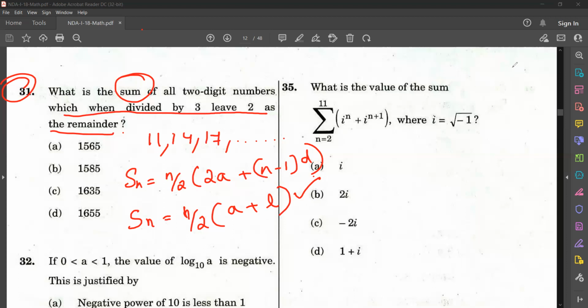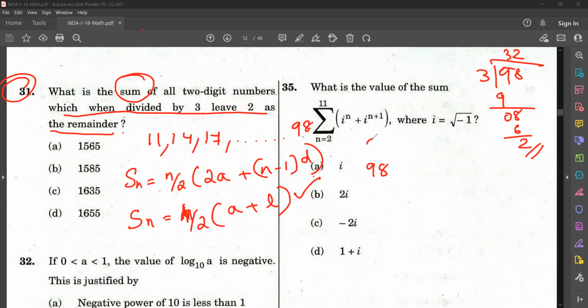The last two-digit number is 99, but that is divisible by 3. So what about 98? 98 when divided by 3 leaves remainder 2, yes, obviously. So the last term is 98. Now, what is the value of n? That means 98 is which term of this AP?